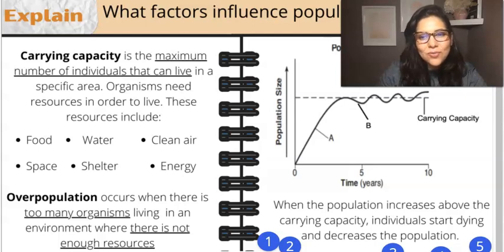Hey guys, welcome to our overpopulation review. Today we're going to be exploring some factors that influence population size. So let's start off with discussing what the carrying capacity is.